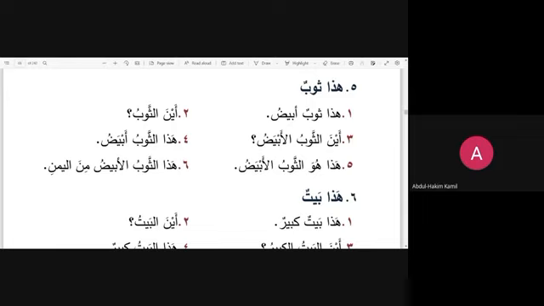This is the white thawb I was talking to you about. This is the white thawb I was telling you about. This is the white thawb I was looking for. This is the white thawb.